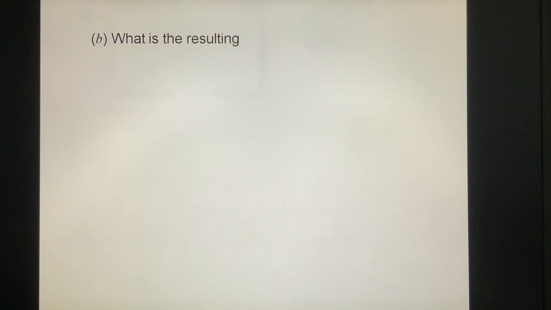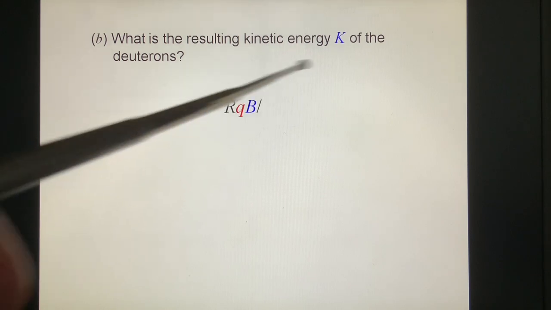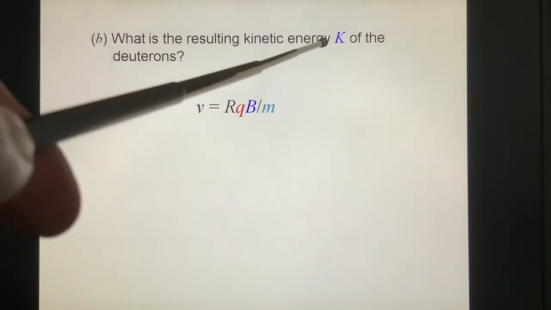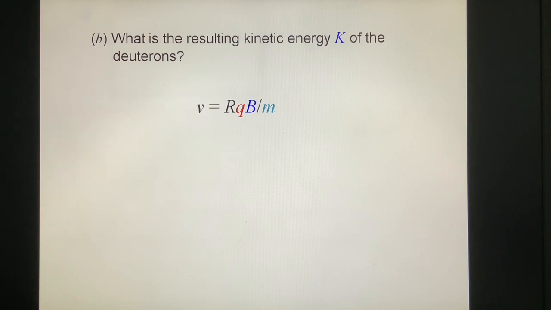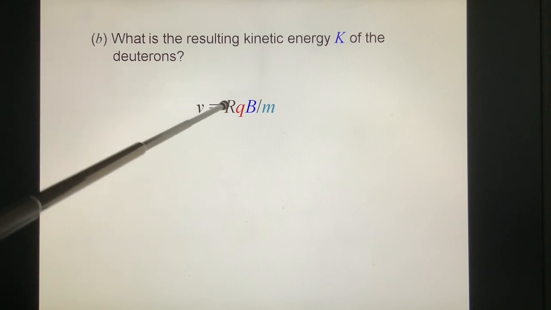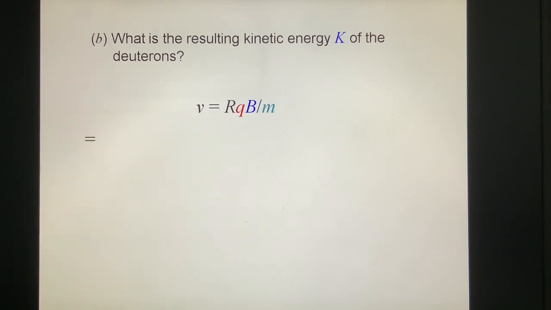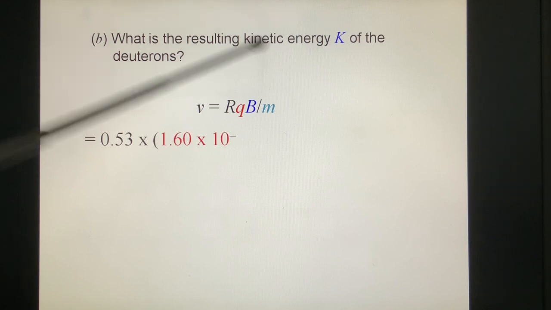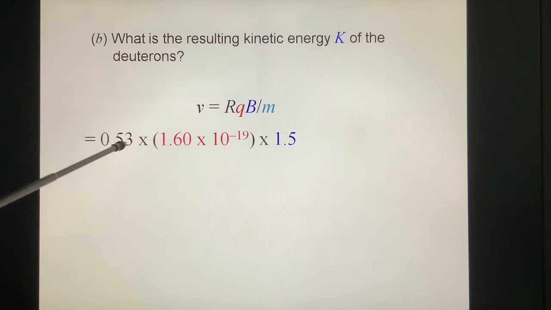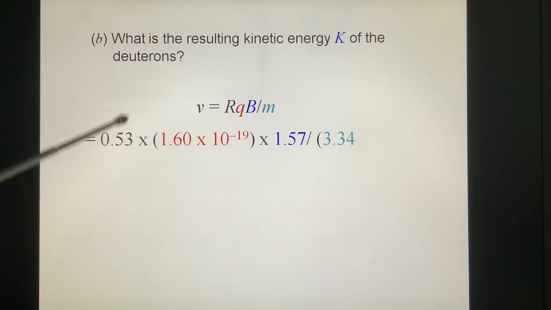Question B: what is the resulting kinetic energy K of the deuterons? The resulting kinetic energy equals half m v squared. So we first have to find the v. By calculation, we know v equals R q B over m. Okay, we put everything in, it's available. R is 0.5 meter, not centimeter, meter.